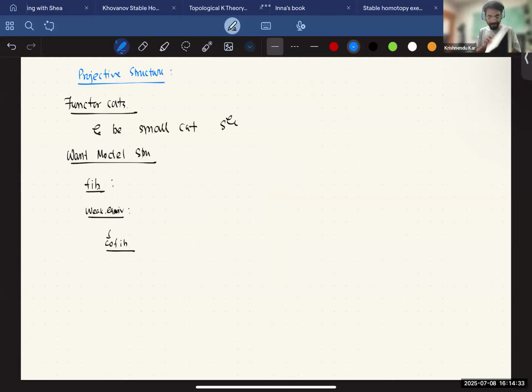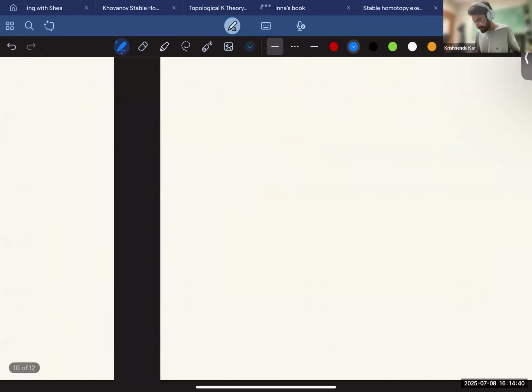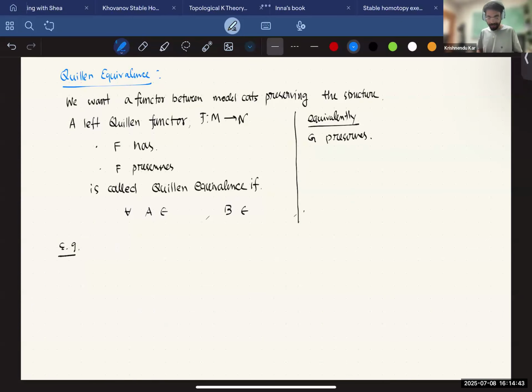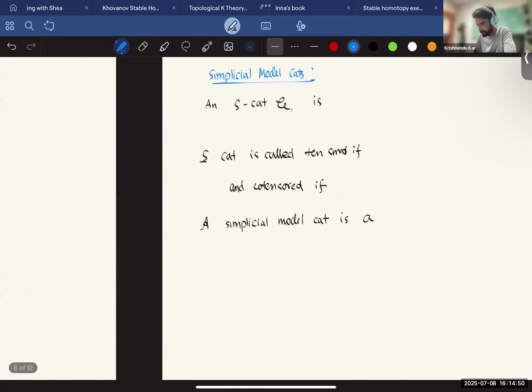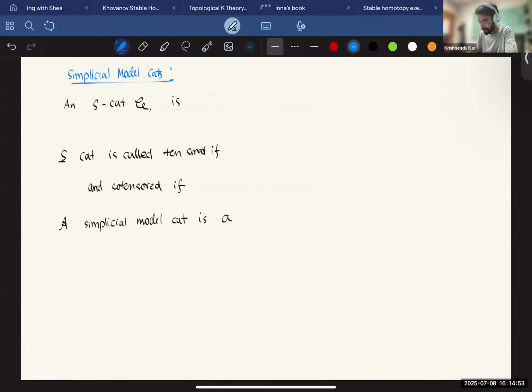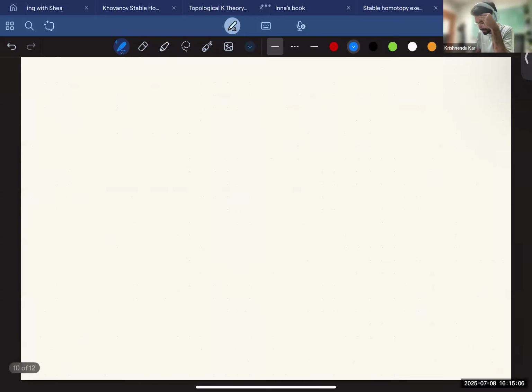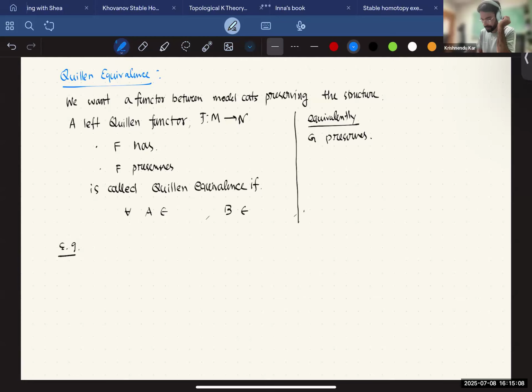Okay. Let's see how much we can talk about. Let's not talk about projective structure for now. Let's talk about your Quillen equivalence, because I think that will be a good place to stop today's talk. So this is the projective structure and simplicial model categories. These are some extra features that Quillen did in his paper on simplicial model categories, but we'll see that later. For now, let's focus on Quillen functors.